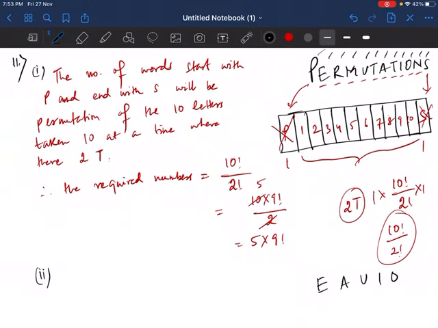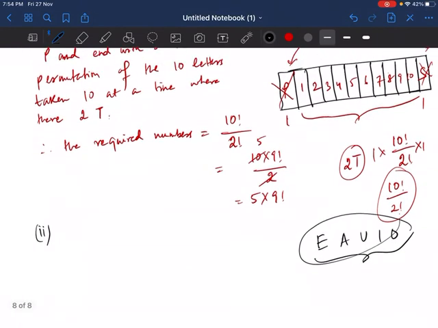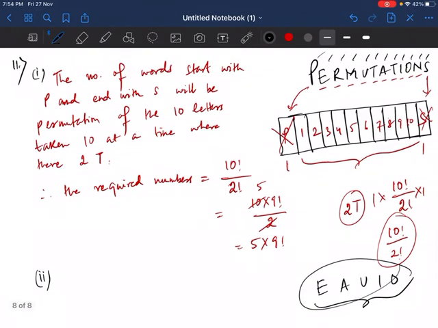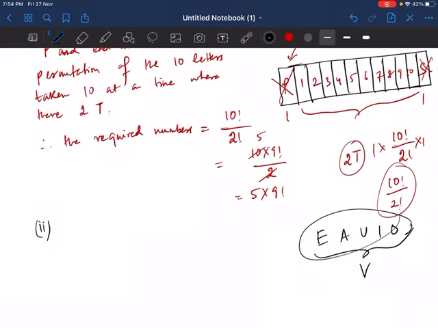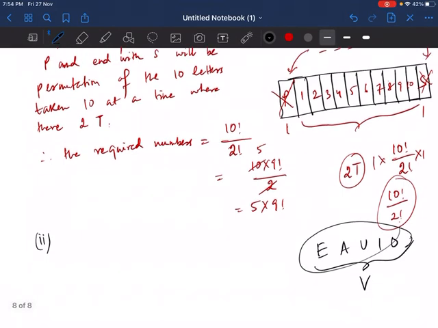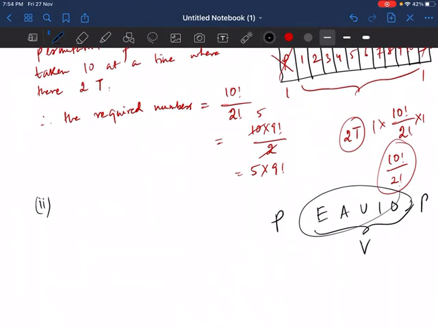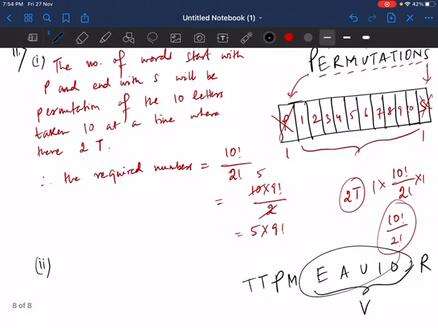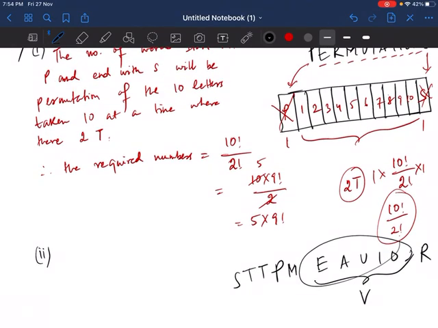Now again the same thing. How can we keep all the vowels together? By thinking of them as one. By thinking all the vowels as one entity, I will keep them together, right? So now if I take all the vowels as one, let us take this one as V, as one element. So how many letters do we have then? We have P, R, M, 2 T's, and 1 S in there, and another one.